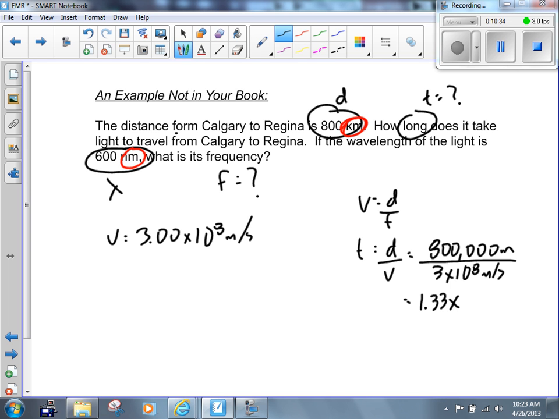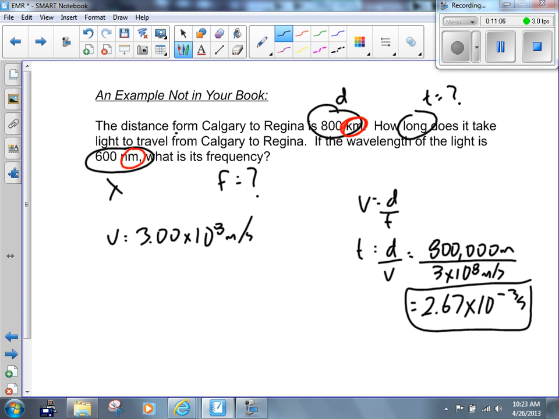Yeah, I don't think it's 1.33 either, actually. 2 point something. So 2.67 times 10 to the negative 3. You might have divided the wrong way around, Carson. 3 over 8 instead of 8 over 3. 2.67 times 10 to the negative 3 seconds. So light takes only 0.00267 seconds to go from Calgary to Regina.